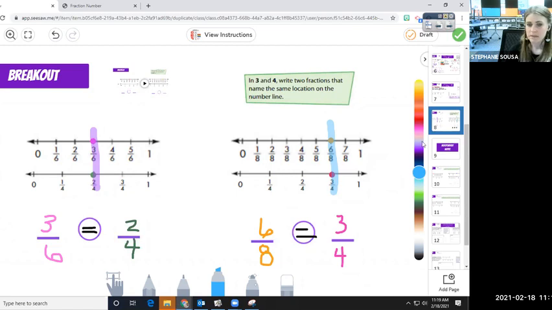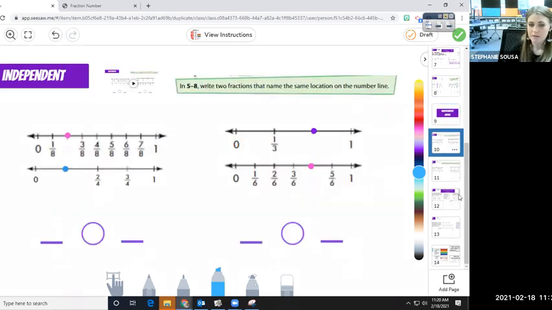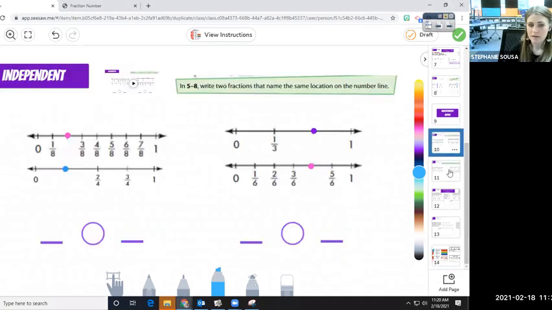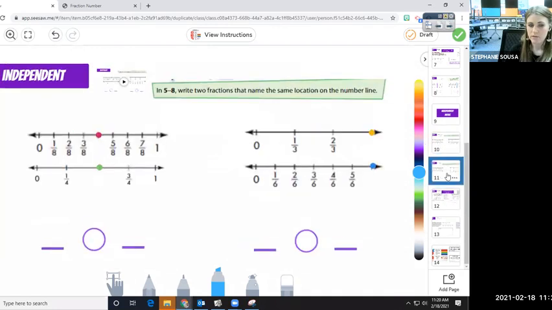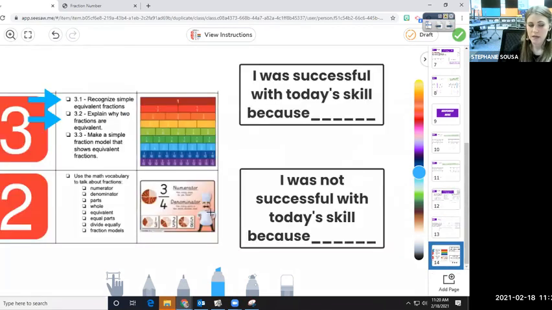You are going to be completing these number line problems as your independent work today. Your independent work begins on slide 10 and continues through slide 14. Okay? Slide 10, 11, and 12 are looking at number lines with equivalent fractions. Slide 13 is asking you to build number lines and answer a question about their equivalence. Slide 14, as always, using your math vocabulary. How do you know you met those goals? This is your independent assignment for the day.